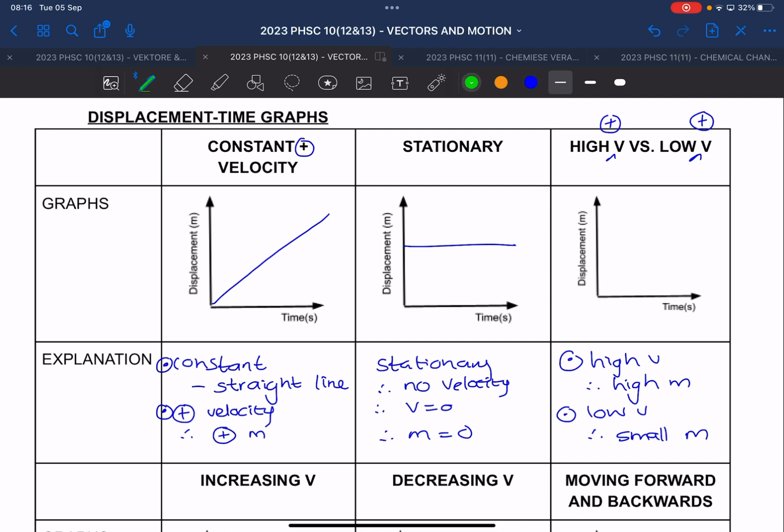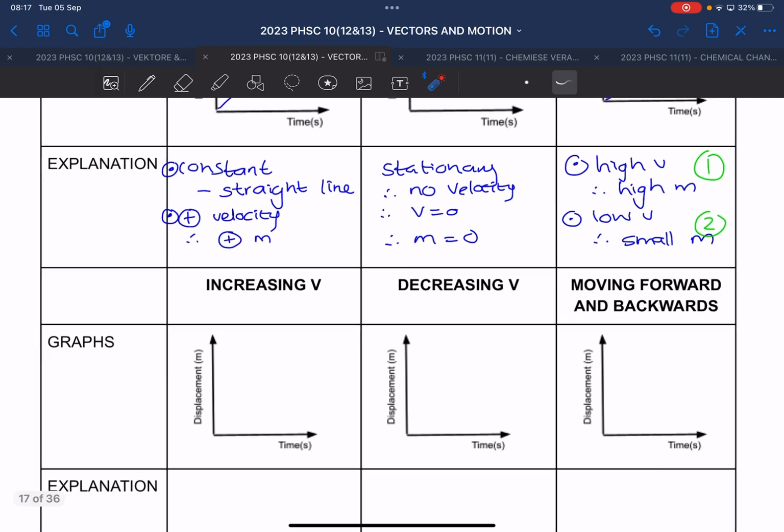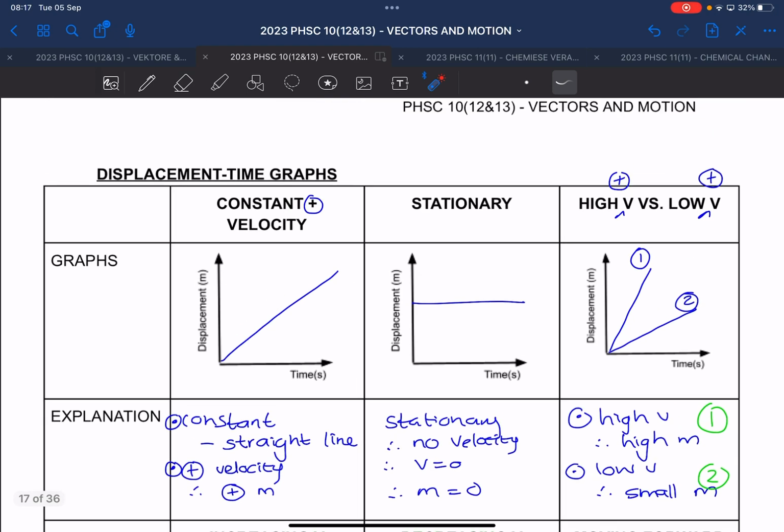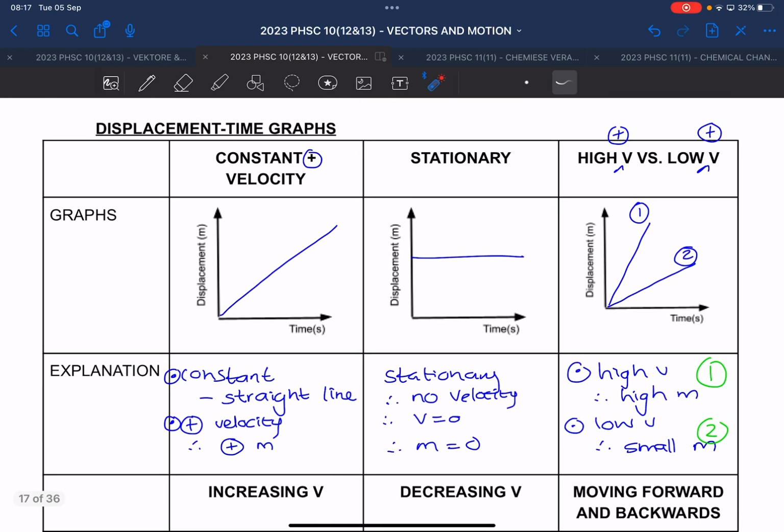Okay, let's make this number 1 and this one number 2. Then a high gradient will be something like that, and a lower gradient will be something like that. So this means it goes faster, this means it goes slower. Didn't you know that they were both positive? I just said let's make them both positive, yeah.